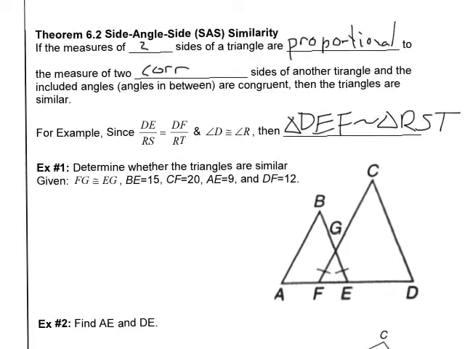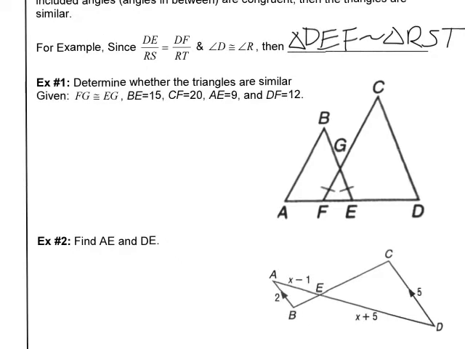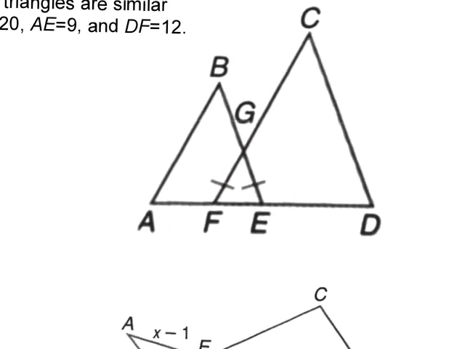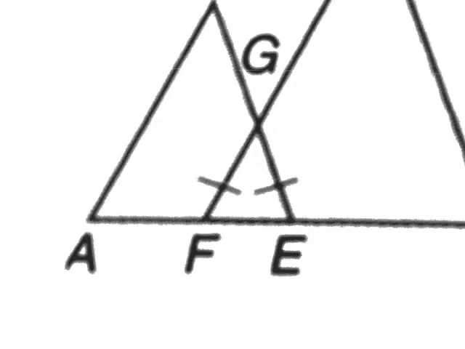Okay, so here's an example problem, and we're going to work this one out to see if we can show that these two triangles are similar. The first thing that I want to do is mark the given information. So they told me that FG is congruent to EG, but what all does that mean? Doesn't that also mean that these angles across inside this little triangle are congruent? So I'm going to mark that.